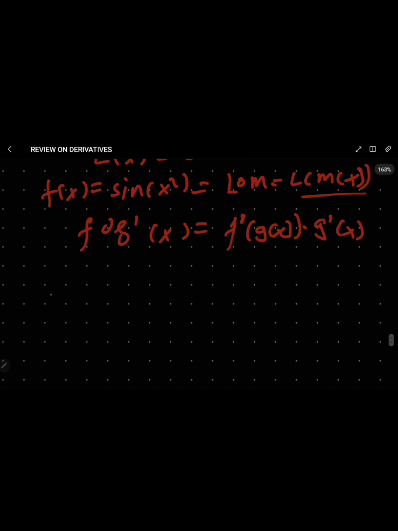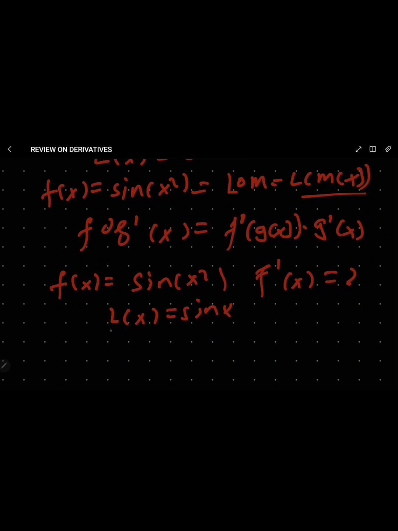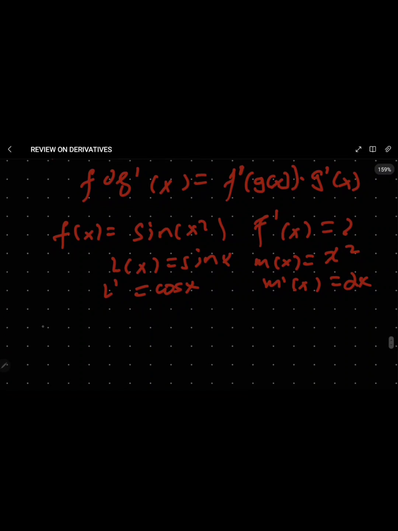Now find this one. If f of x is sine x squared, what is f derivative of x? You have L of x is sine x. What is the derivative of L? L derivative is cos x, the derivative of sine x is cos x. What is the m of x? The inner one is x squared. What is m derivative of x? It is 2x.